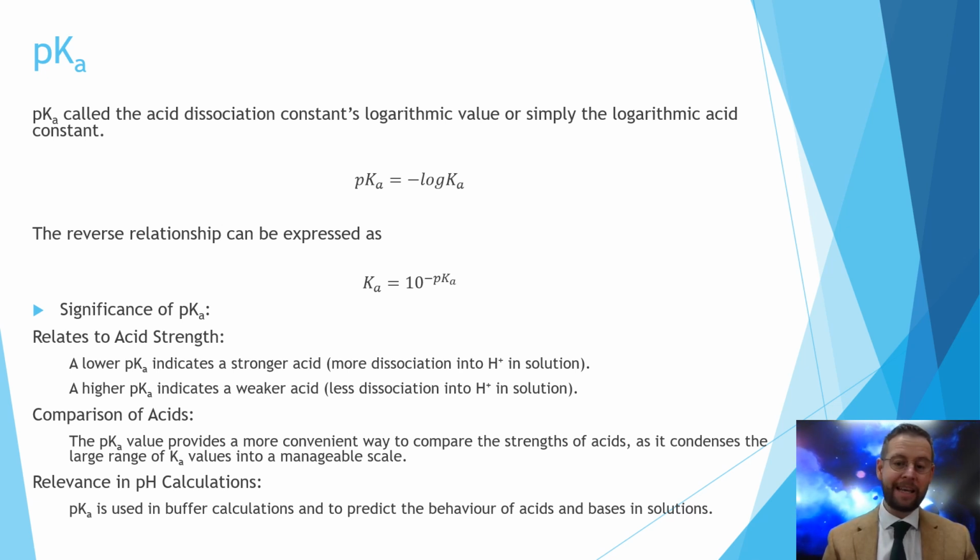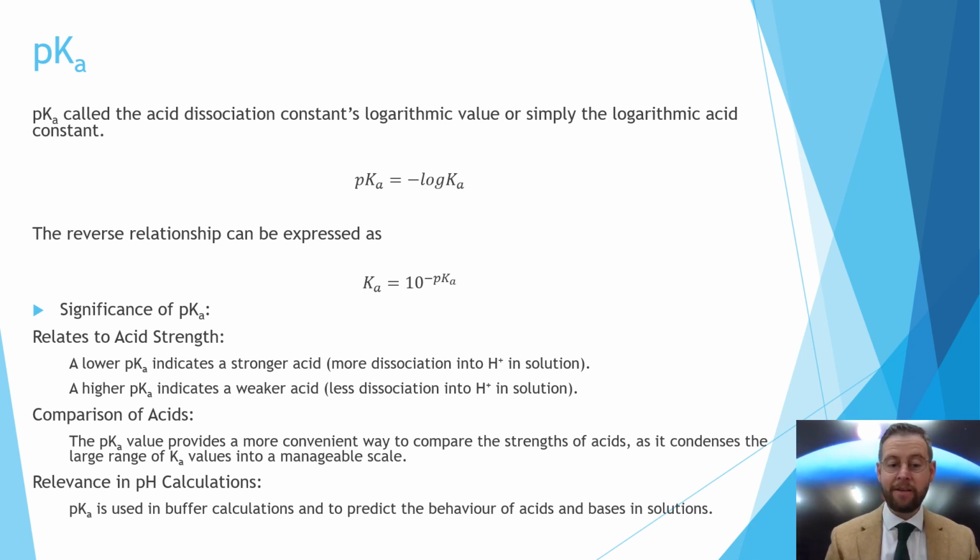And what this indicates to us is how strong the acid is, because a lower pKa indicates a stronger acid. It essentially flips this upside down. Small pKa comes from large Ka values, as we shall see. So a lower pKa means more dissociation of H plus into solution, and a higher pKa indicates a weaker acid with less dissociation into solution.